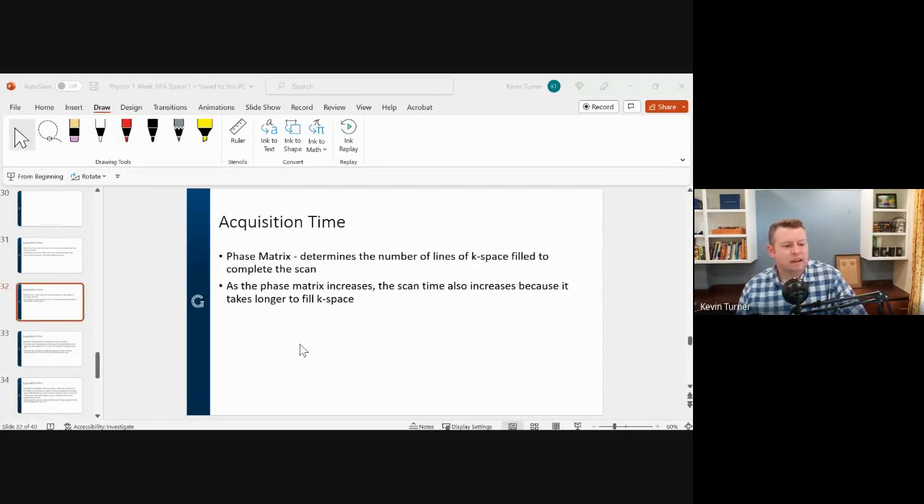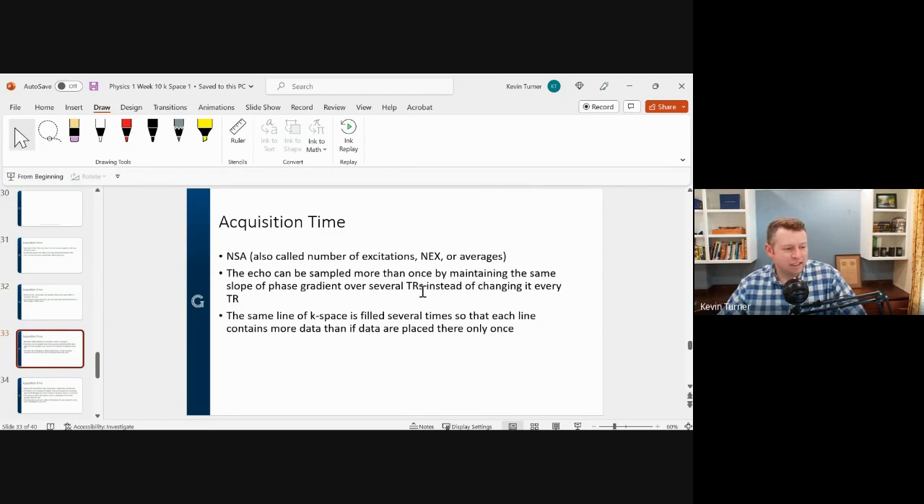Phase matrix, number of lines of K-space filled to complete the scan. As the phase matrix increases, the scan time also increases because it takes longer to fill K-space. So as we increase the phase matrix, we need more and more echoes.